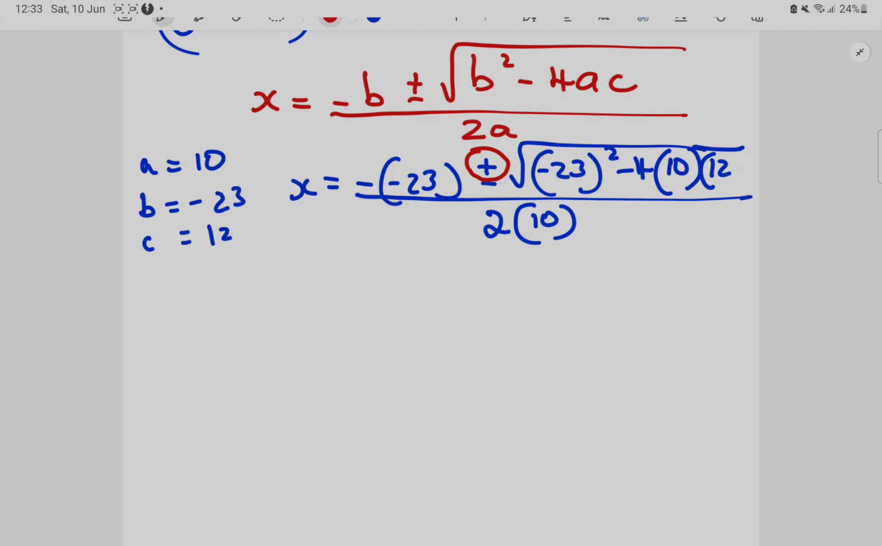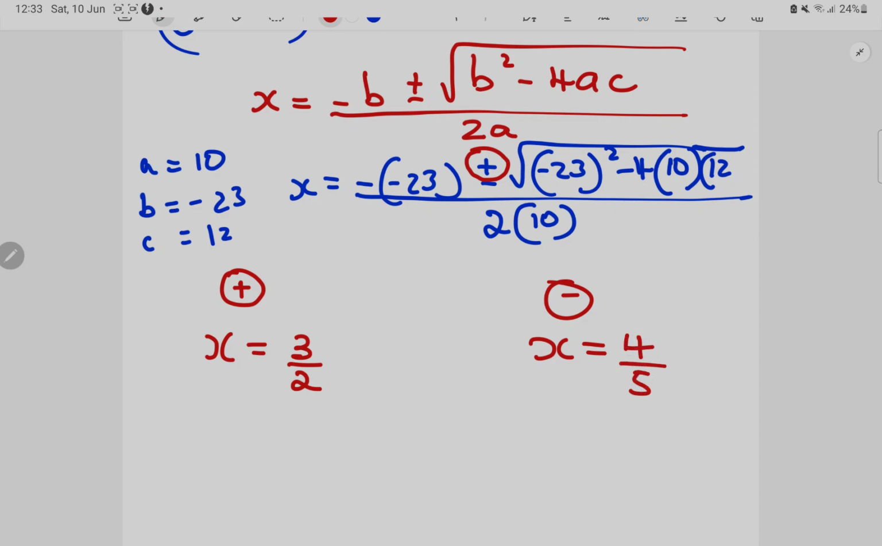When I'm using the positive sign, the value of x gives us positive 3 over 2. And then when I'm using the negative, that means the second sign, x becomes 4 over 5. Remember, we are not solving for x. This quadratic formula we use when we solve for x.